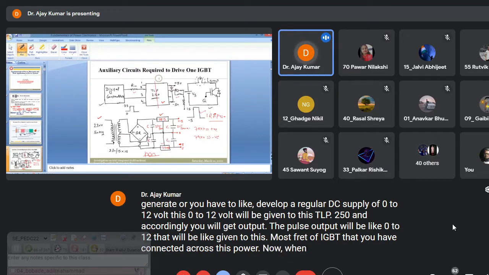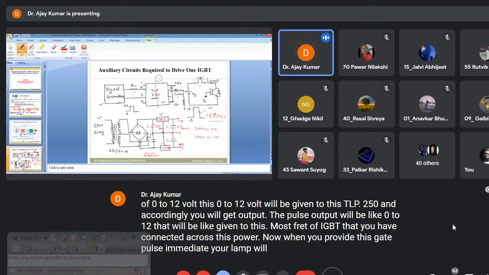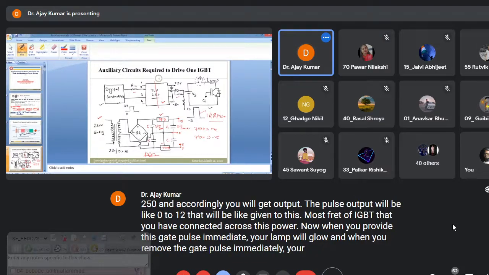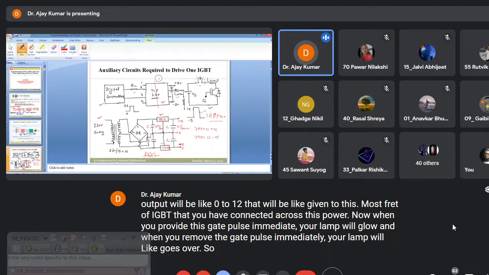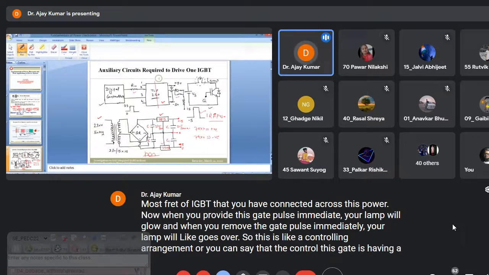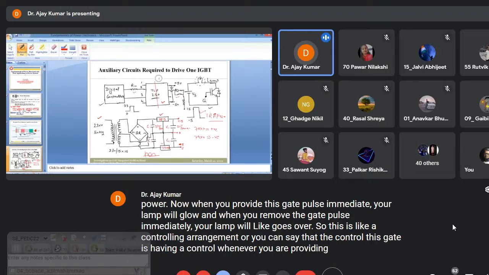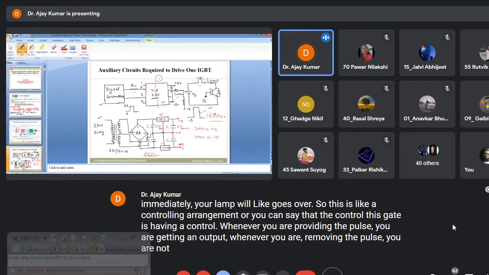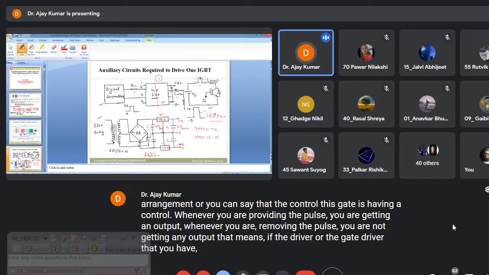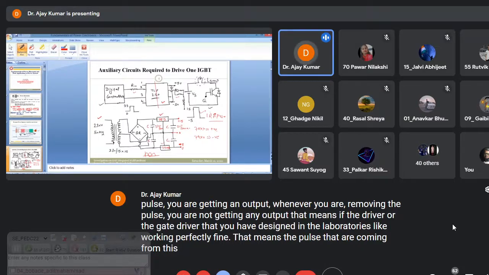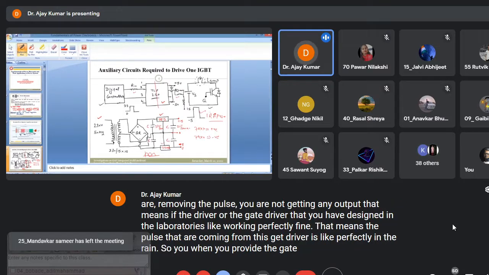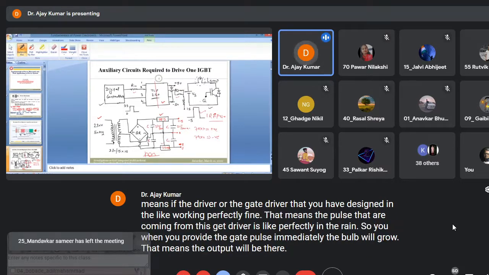Now when you provide this gate pulse, immediately your lamp will glow, and when you remove the gate pulse, immediately your lamp goes off. So this is a controlling arrangement; this gate has control. Whenever you are providing the pulse, you are getting an output. Whenever you are removing the pulse, you are not getting any output. That means the gate driver that you have designed in the laboratory is working perfectly fine. That means the pulses coming from this gate driver are perfectly in the range. So when you provide the gate pulse, immediately the bulb will glow. That means the output will be there, conduction will be there, switching will be there, and immediately when you remove this, the output will be gone.